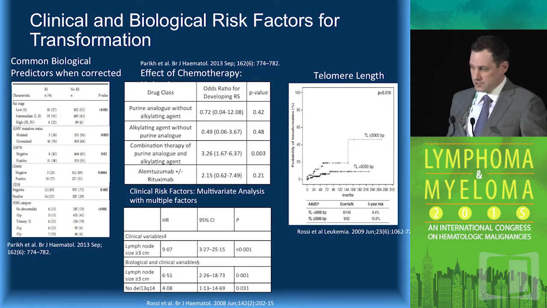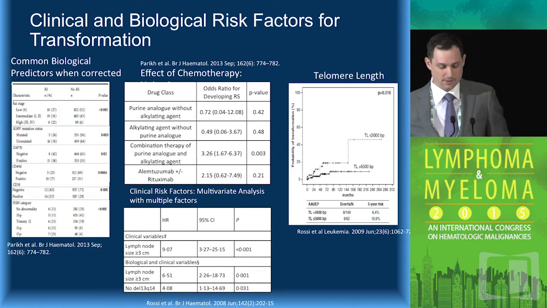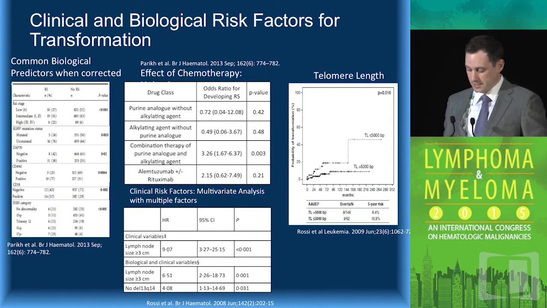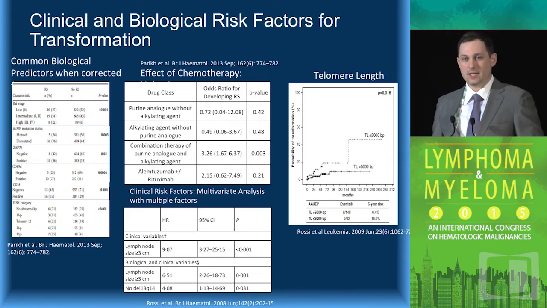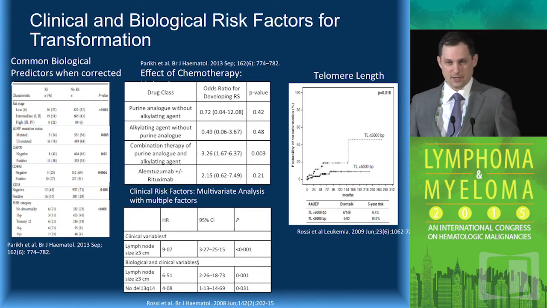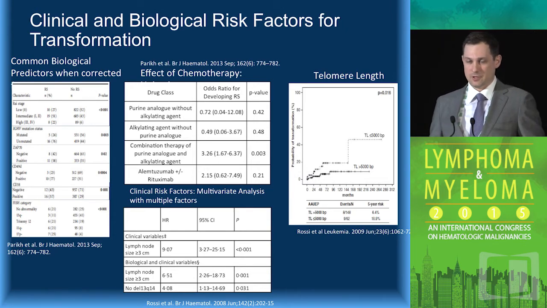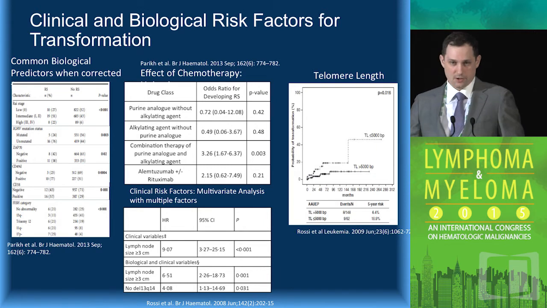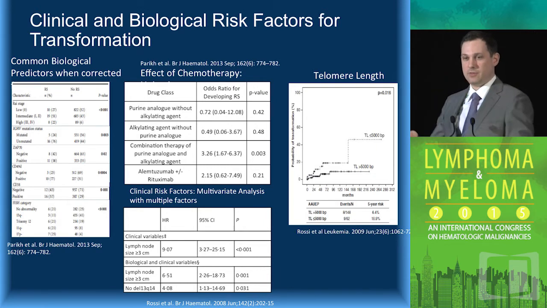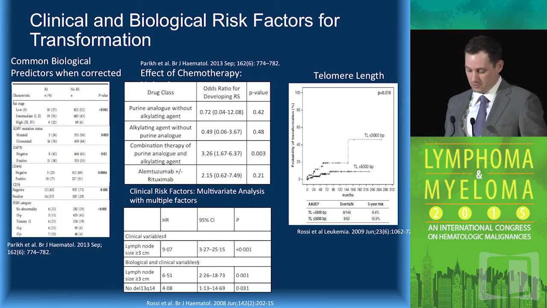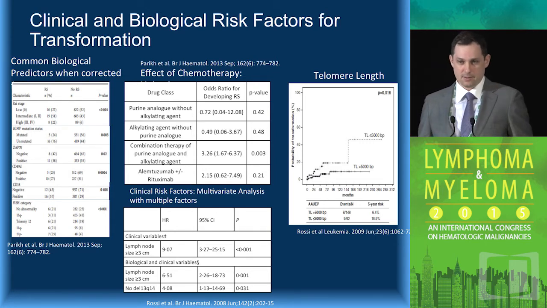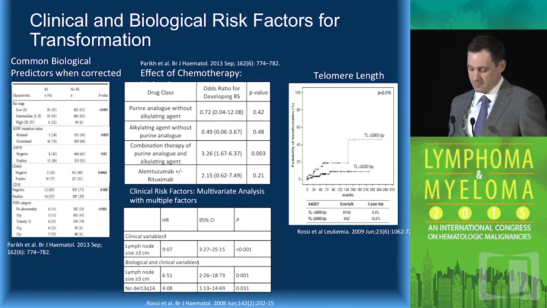The clinical and biological risk factors for transformation, you'll see a lot of different studies out there. Really, when we look at clinical risk factors, there's not many things that we typically look for that help differentiate patients at diagnosis who are going to require treatment, like we do in CLL with lymphocyte doubling time, beta-2 microglobulin, certain laboratory abnormalities.